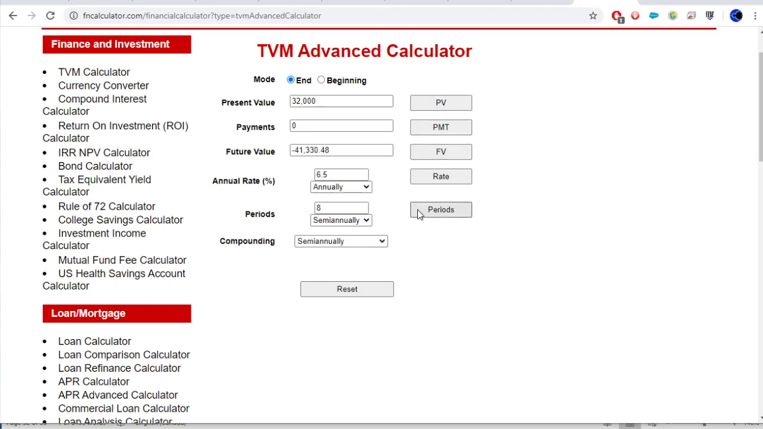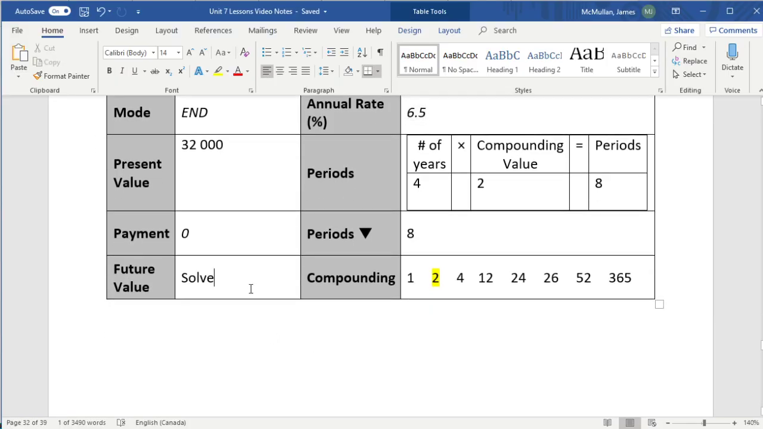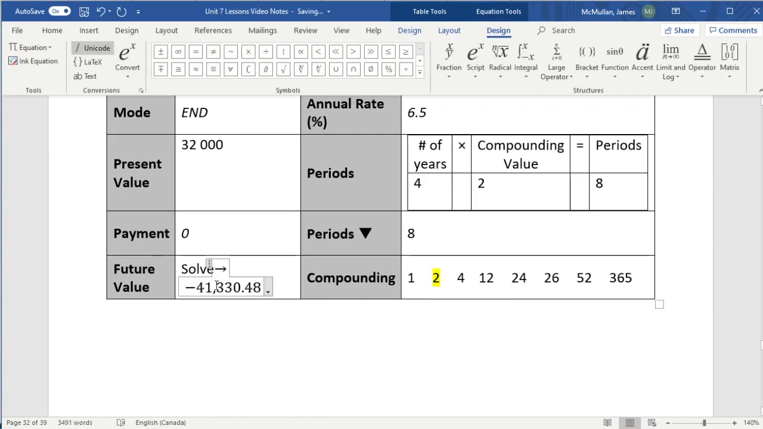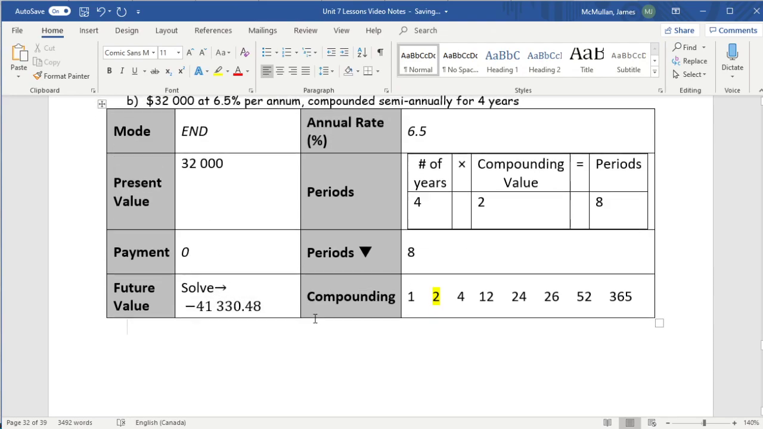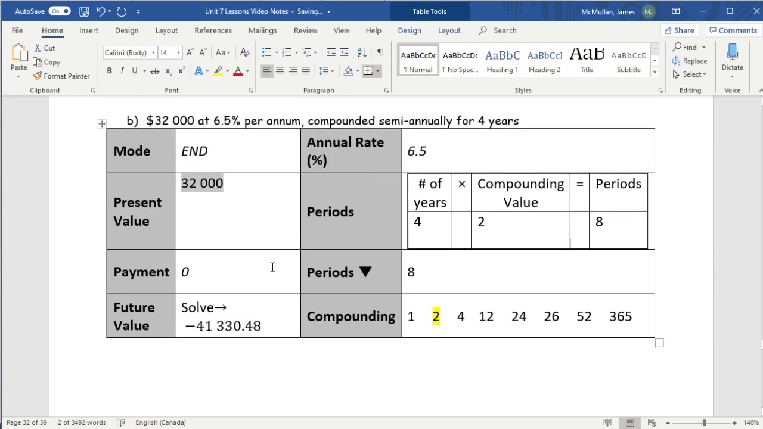Okay, and that's that. I would owe $41,330.48. So I'm just going to copy that number. Now it copies it with the comma, which is okay for our notes, but if you're using it to put into D2L, you don't keep the comma. Okay, so again, I've gained $32,000 today, but 4 years from now, I'm going to owe $41,330.48. Now, how is this actually working?